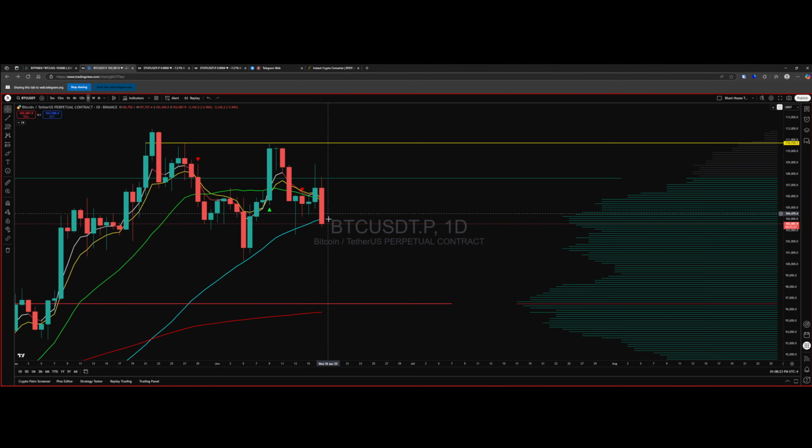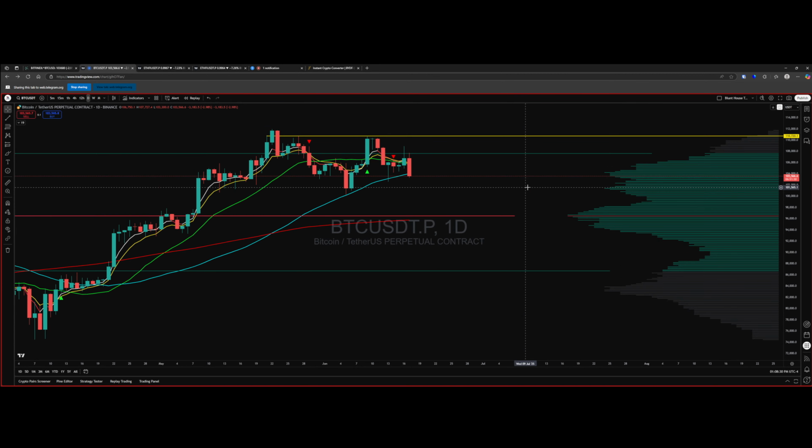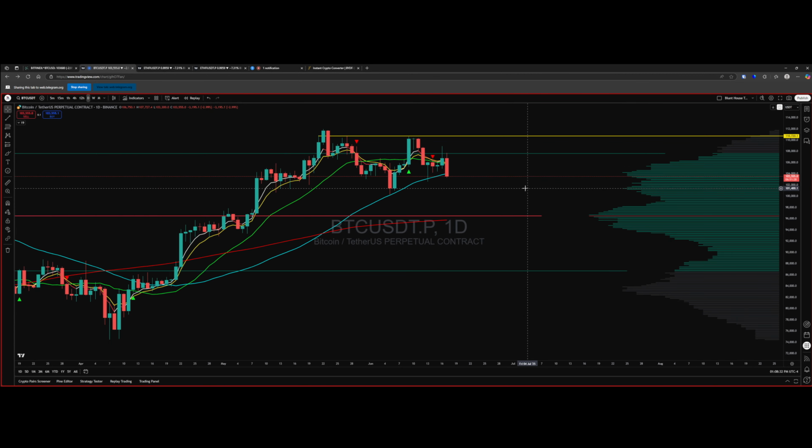If it breaks out, we know the next target is going to be the 20. Break one level, find the next. Same, rinse, repeat, rinse, repeat.